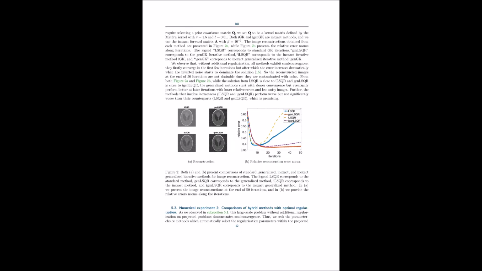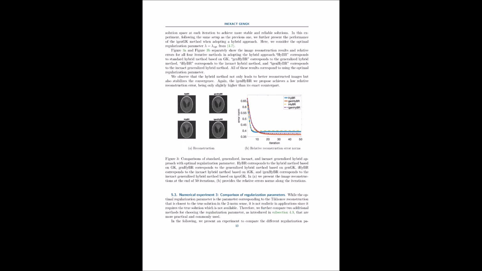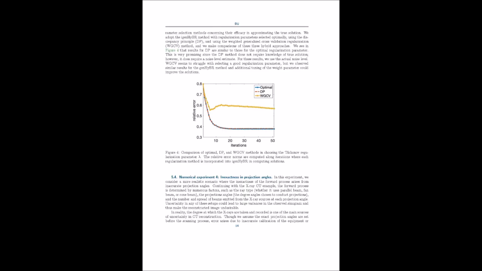And how did it go? It was a big improvement. Figure 3A and 3B show that the hybrid methods not only produced much clearer images, but also stabilized that convergence, preventing that crazy semi-convergence behavior we saw before. Okay, so that's really promising. The hybrid approach with the optimal λ seems to be making a big difference.